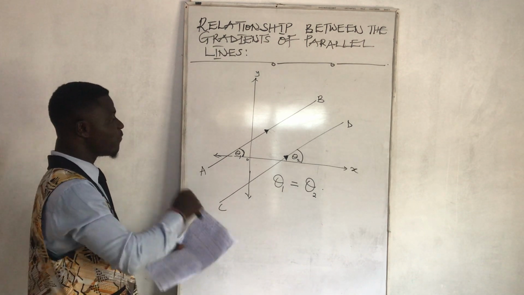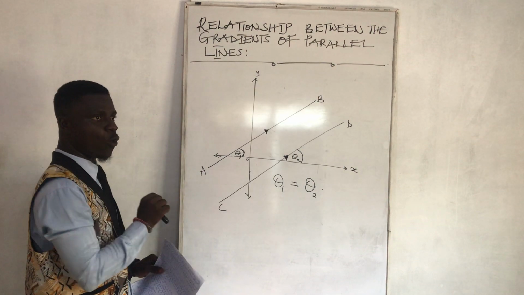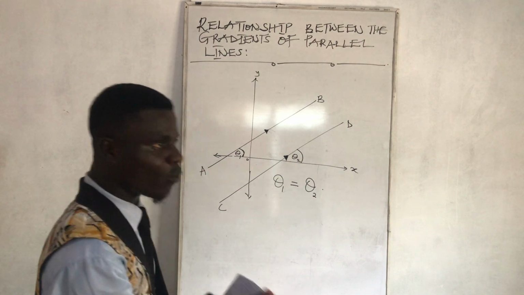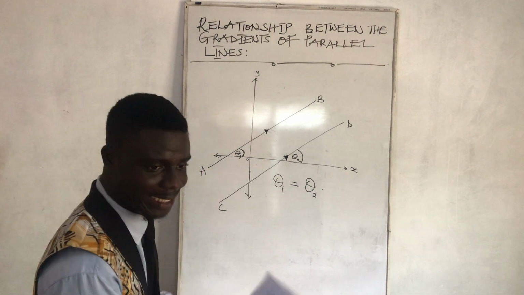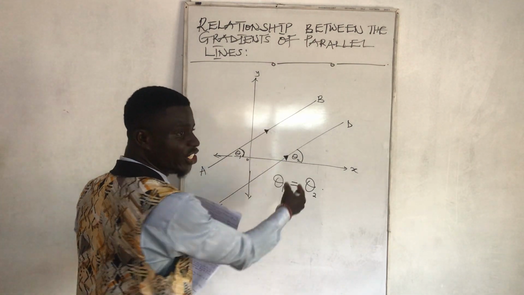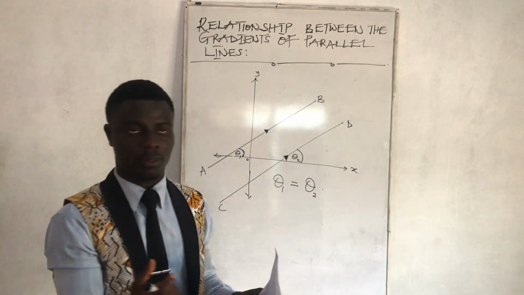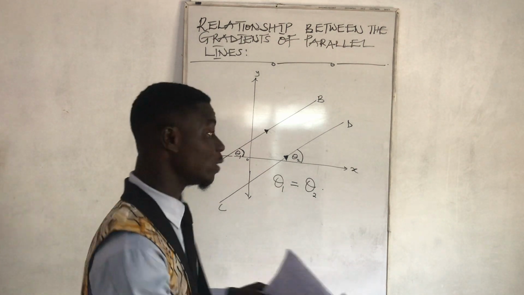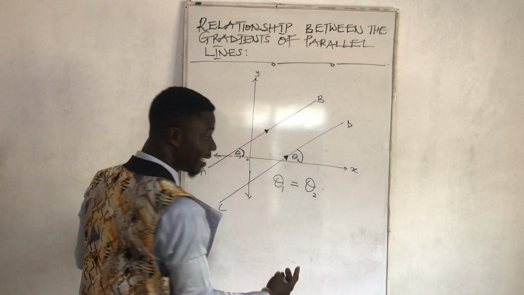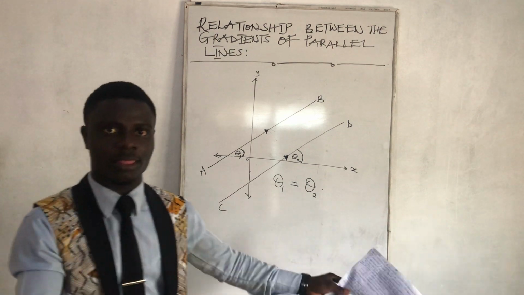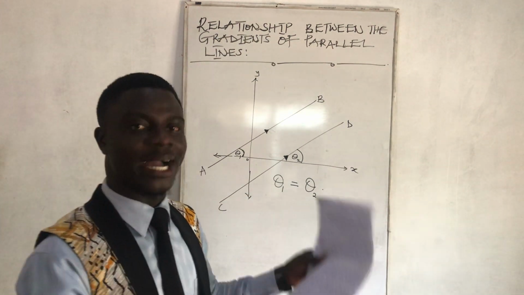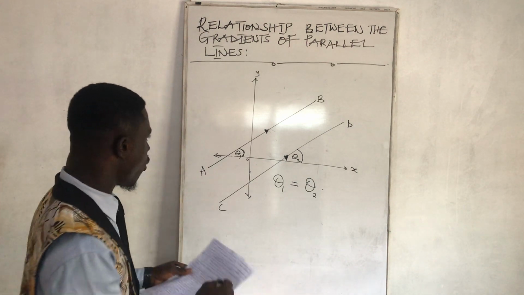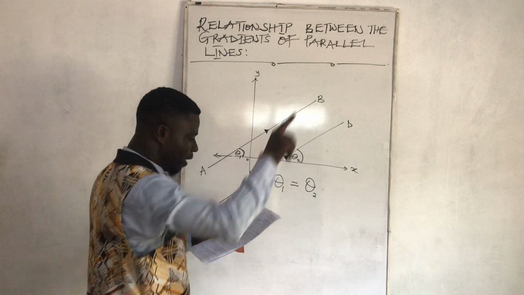Therefore, if vector AB, and we know what a vector is. A vector quantity, or a vector, is any quantity that has both magnitude and direction. The magnitude is the length, the modulus, the distance. Then the direction is the bearing.